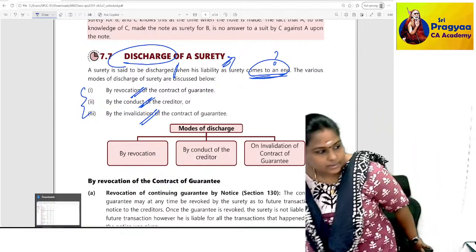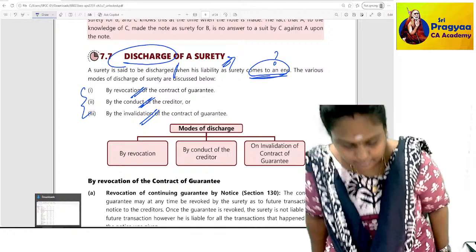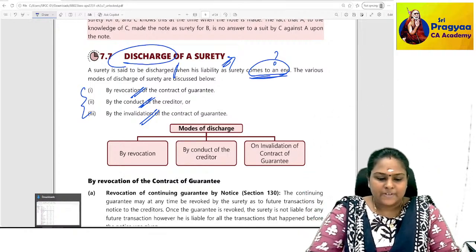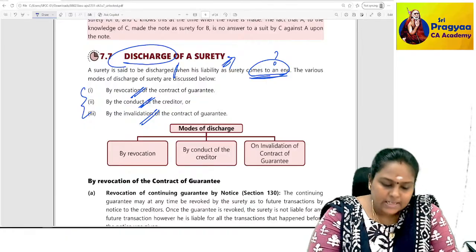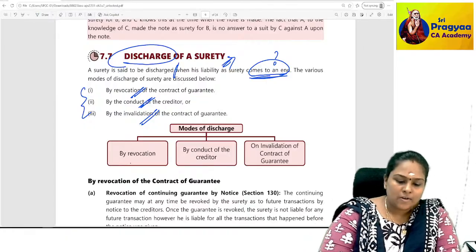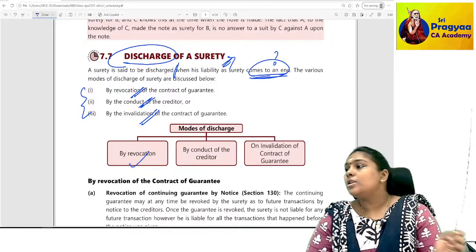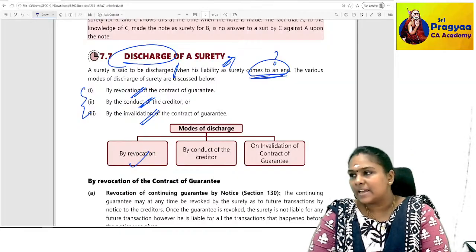So yes. Okay, so what is the first one? Mode of discharge. First one is revocation. Now, what is the meaning of revocation? Cancelling. How will you revocate? By giving a notice.